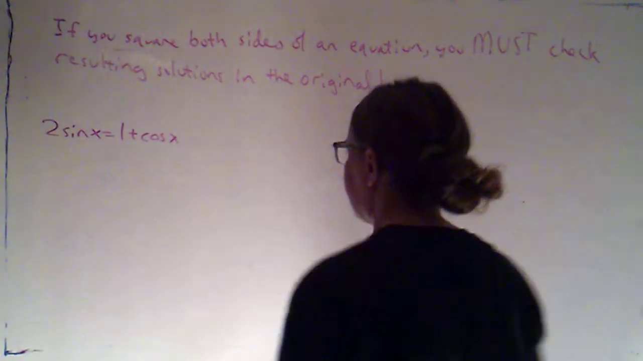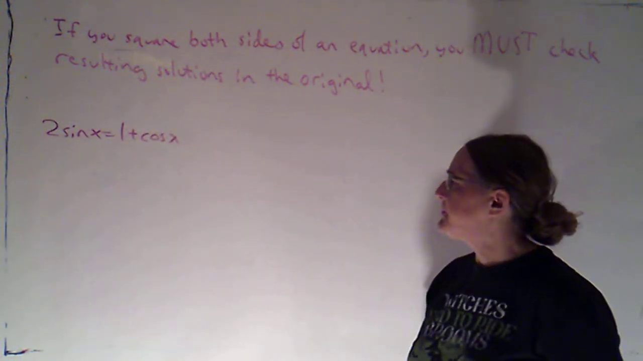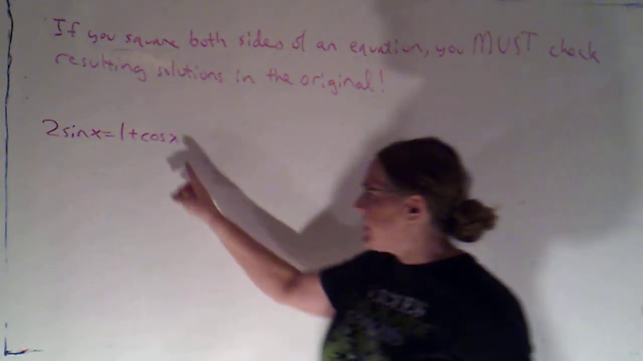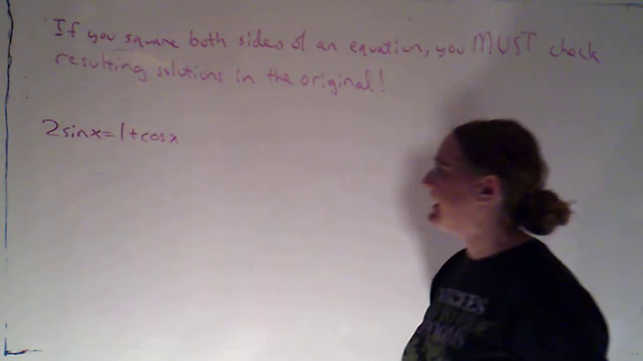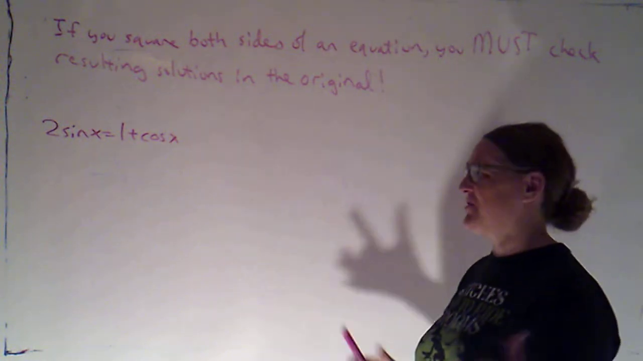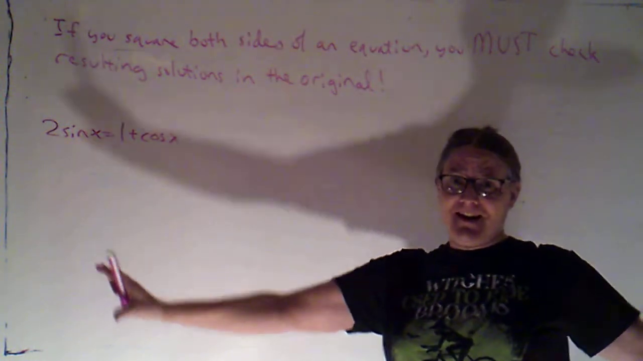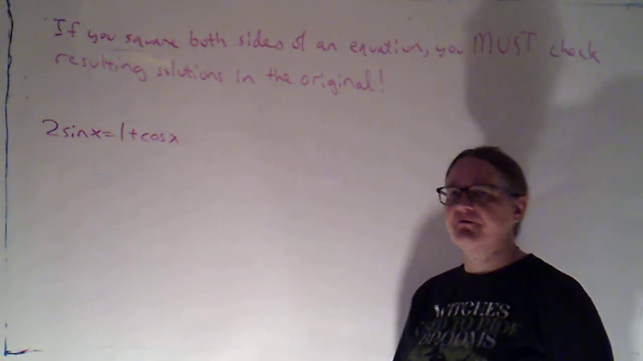Equation up on the board here. 2 sine x equals 1 plus cosine x. That's a little bit tricky because I've got two different trig functions in that equation. And they're not connected to each other by multiplication. They're actually on different sides of the equation. So there's no way I can factor to just break them into separate factors.